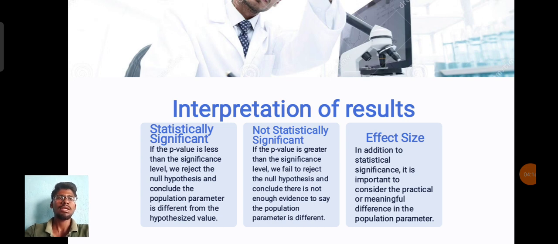Effect size. In addition to statistical significance, it is important to consider the practical or meaningful difference in the population parameter.